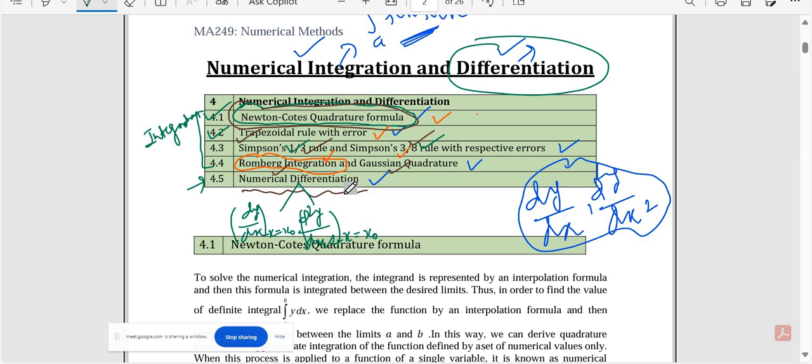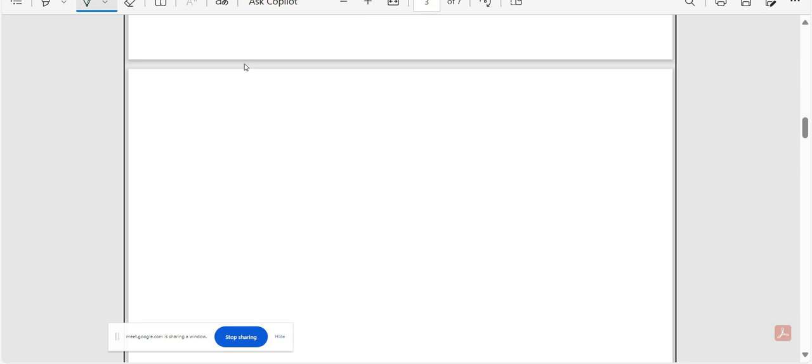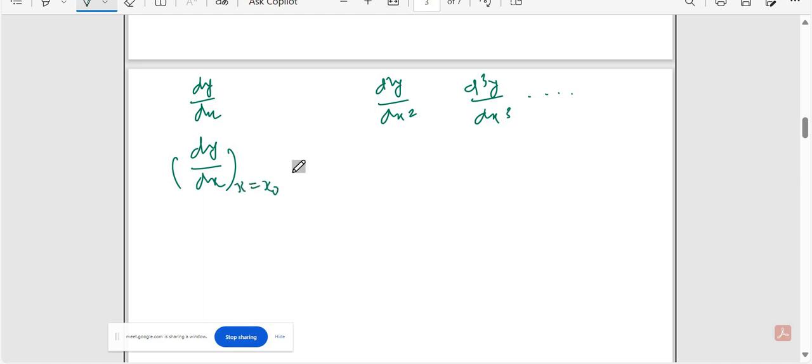Yes, sir. Okay, so simply we can say that we have the idea about dy by dx and d square y by dx square, d cube y by dx cube, and so on. But we have the formula directly. But suppose I want to find dy by dx at x equal to 0 with the help of the forward difference or backward difference, then how will we calculate it? That is the topic 4.5. Clear? Understand, everybody?